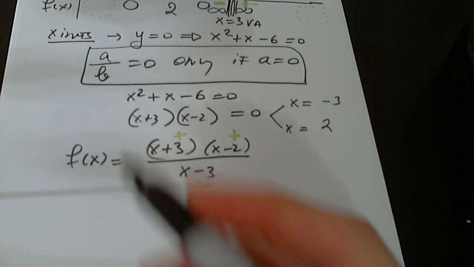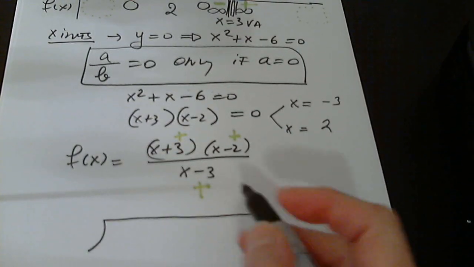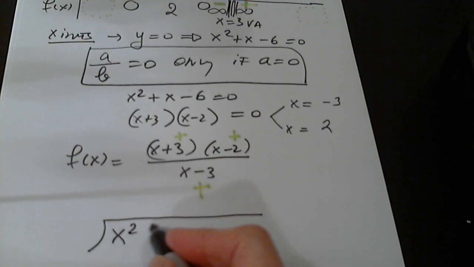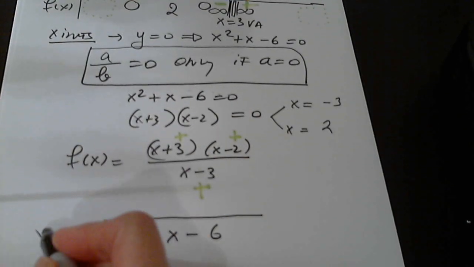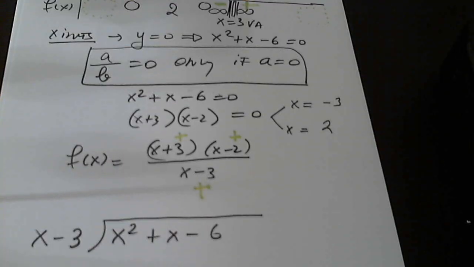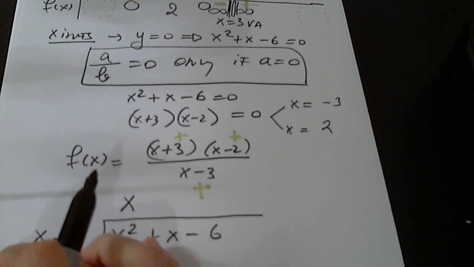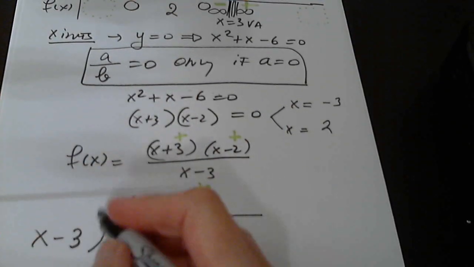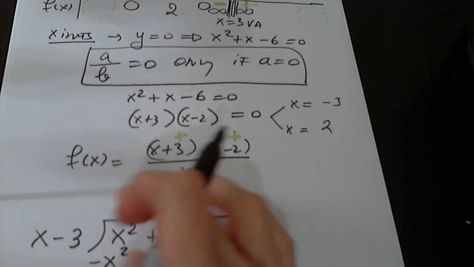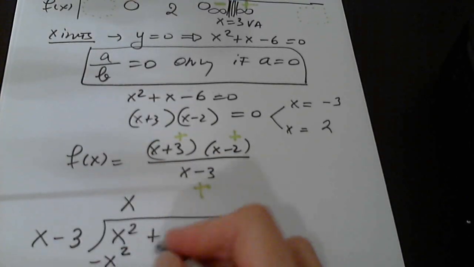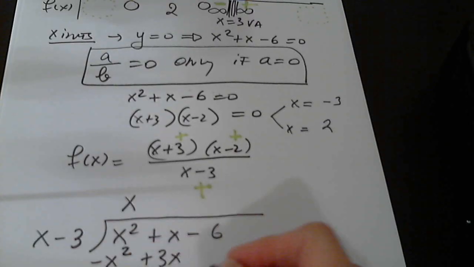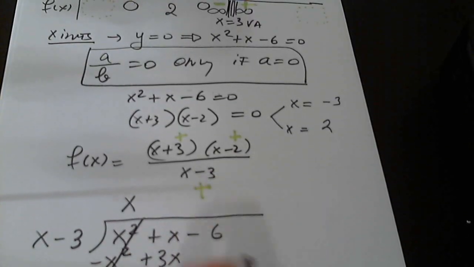Okay, here it is. Long division or synthetic division. X squared plus x minus 6 divided by x minus 3. X times what is x squared? X. Very good. X times x is x squared. I have to change the sign. Negative 3x. I have to change the sign. Calculate.